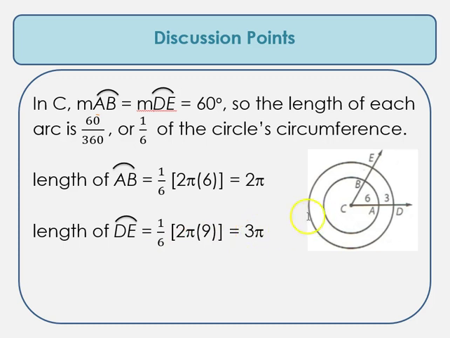So we've now proved that the radius will be determining the actual circumference of the circle.